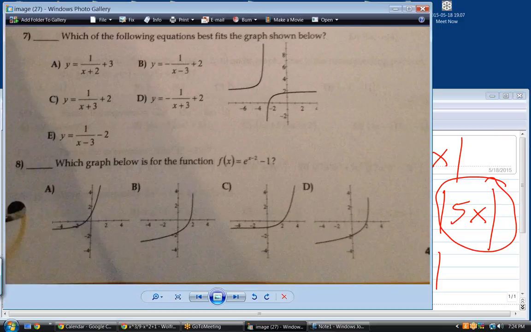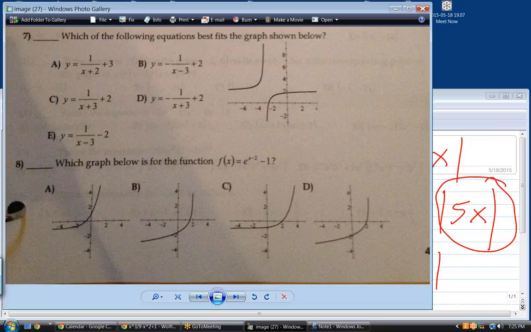Which of the following equations best fits the graph shown below? Well, what can we see about that graph down below? Does it have a vertical asymptote? Yeah. Where? At 2. No, the vertical asymptote is at negative 3. So that eliminates A. What are our possible answers if we have a vertical asymptote at -3?